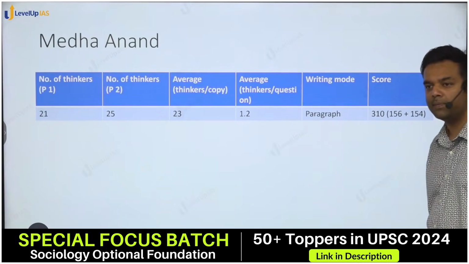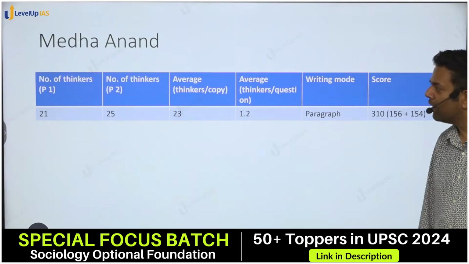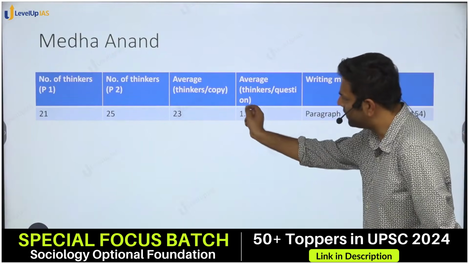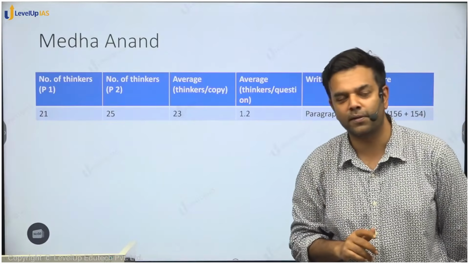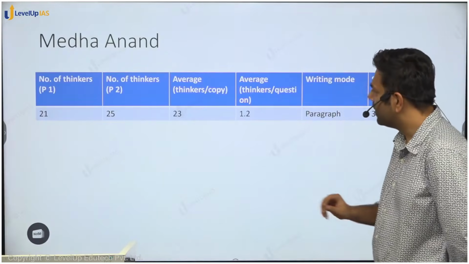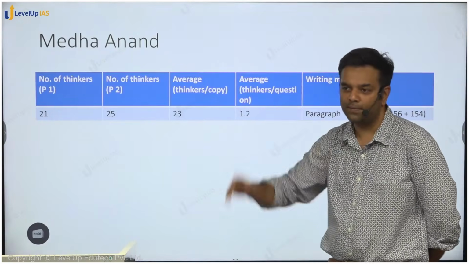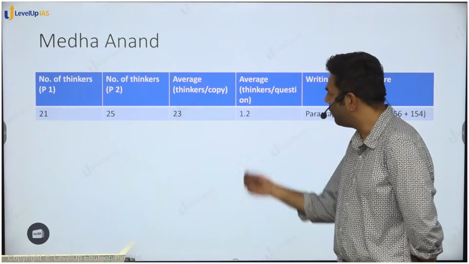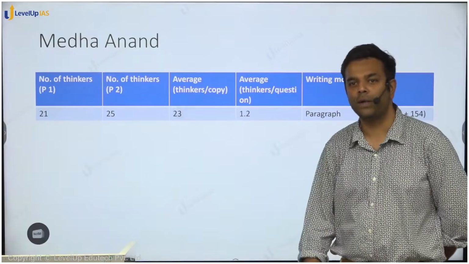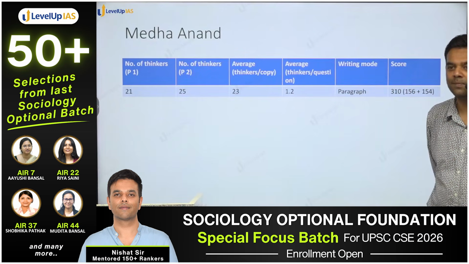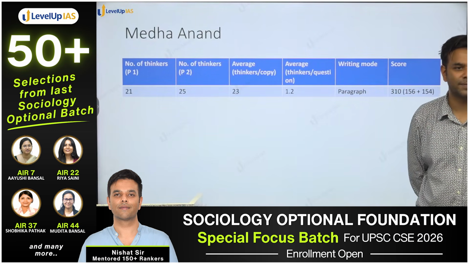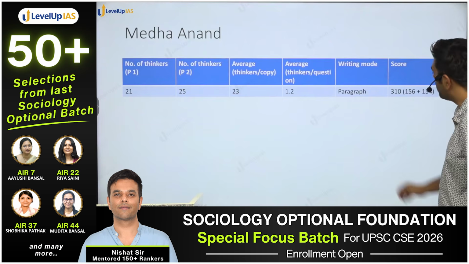Medha Anand. Average thinkers is the lowest of all the past year toppers. 23 is the lowest. 1.2 lowest. But score one of the highest, 310. Writing mode paragraph.